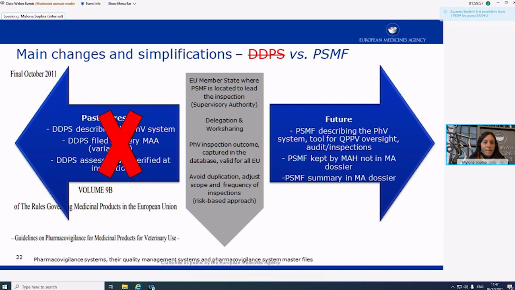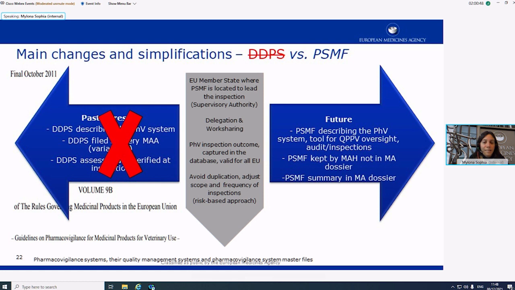Now, one of the main changes also for the marketing authorization application dossier, the DDPS versus the PSMF. So what happens is we had the detailed description of the pharmacovigilance system, and then we have another description now that we call PSMF, pharmacovigilance system master file. But there is a big difference because previously the DDPS was part of the dossier, and now we don't want this description as part of the dossier. And the reason we don't want that is that we want this description and this file to be used by you as a tool, to be used not only for the NCAs to understand the system, but for you to really have the oversight, and especially for the QPPV.